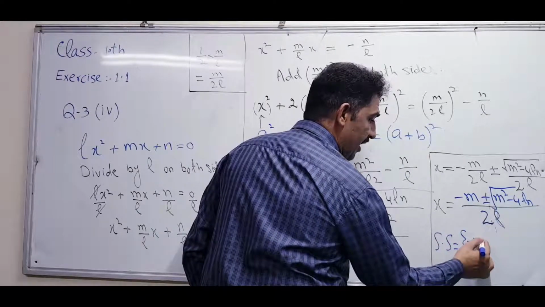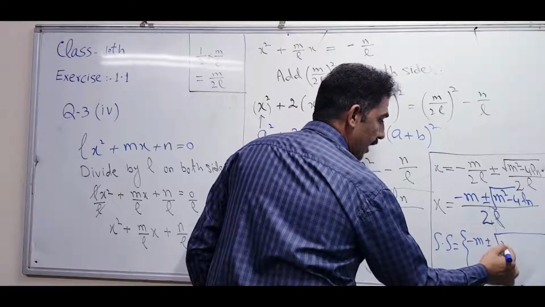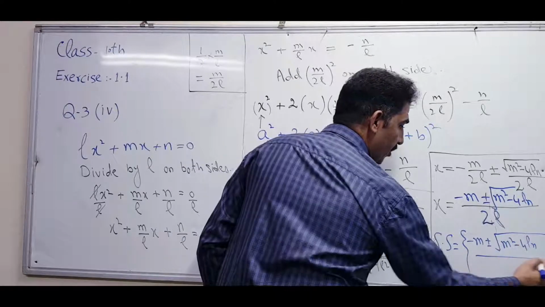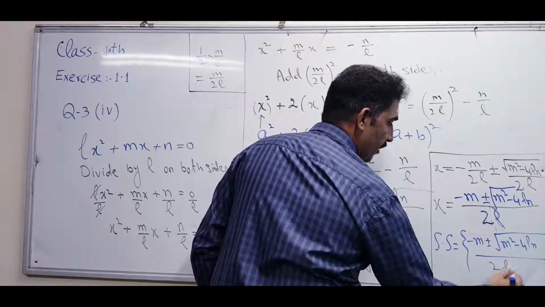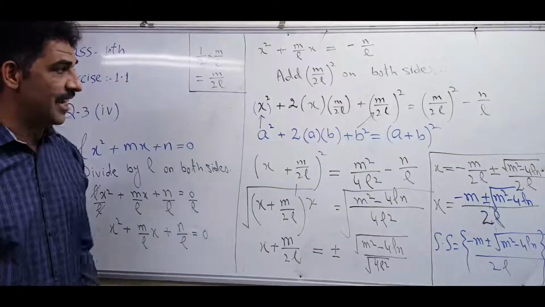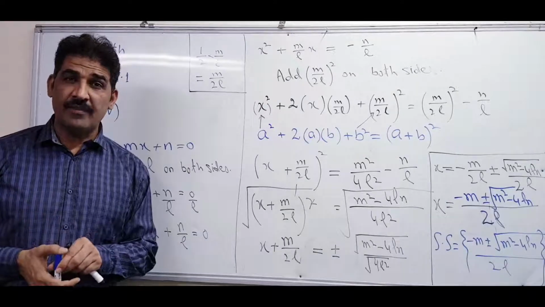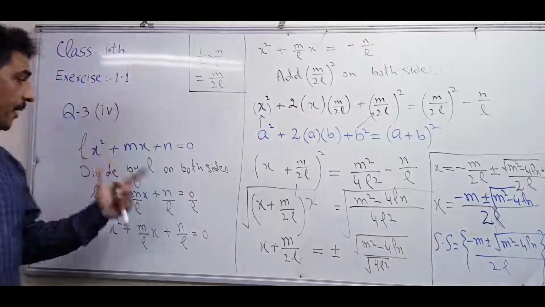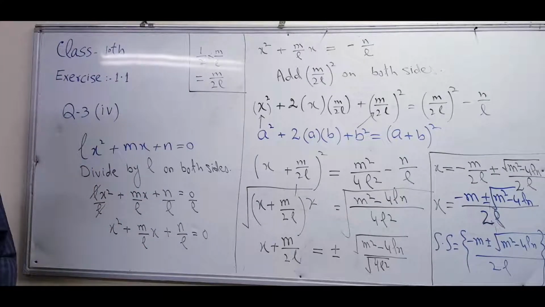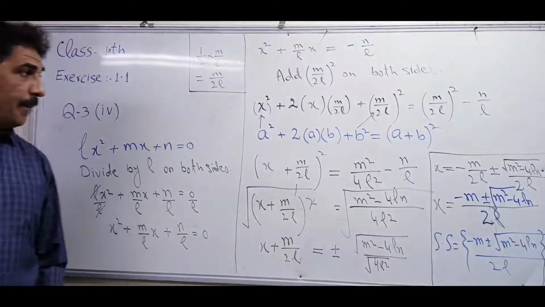Minus m plus minus m square minus 4ln over 2l, and close the bracket. That is our final solution set. And which method did we use to solve this quadratic equation? Yes, completing the square. We have to solve the quadratic equation by completing the square.